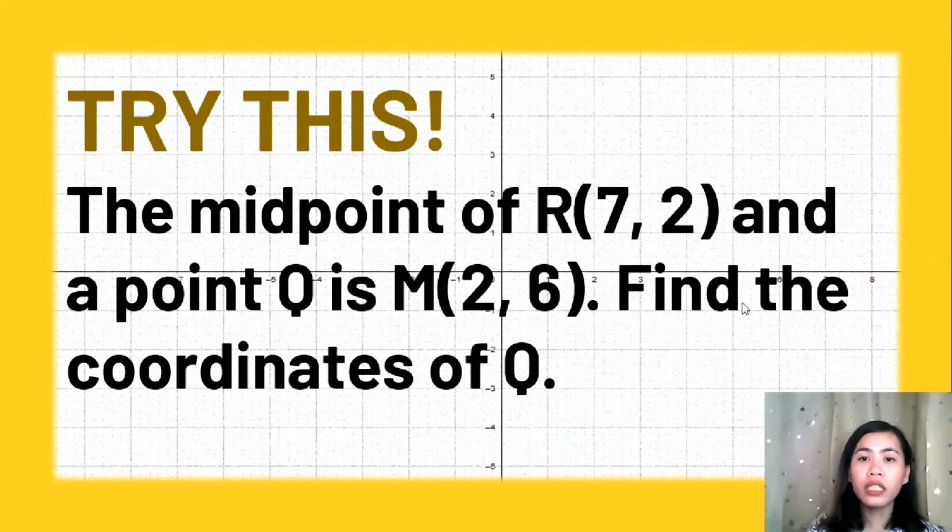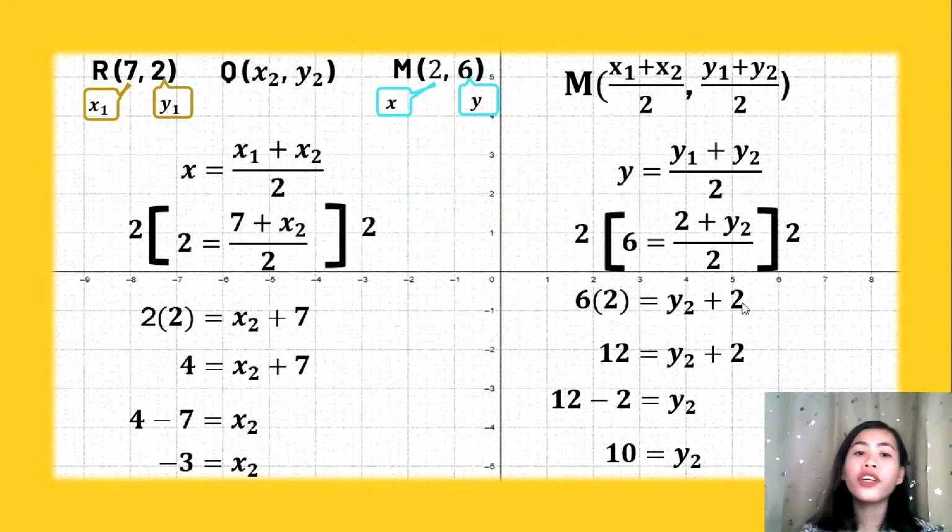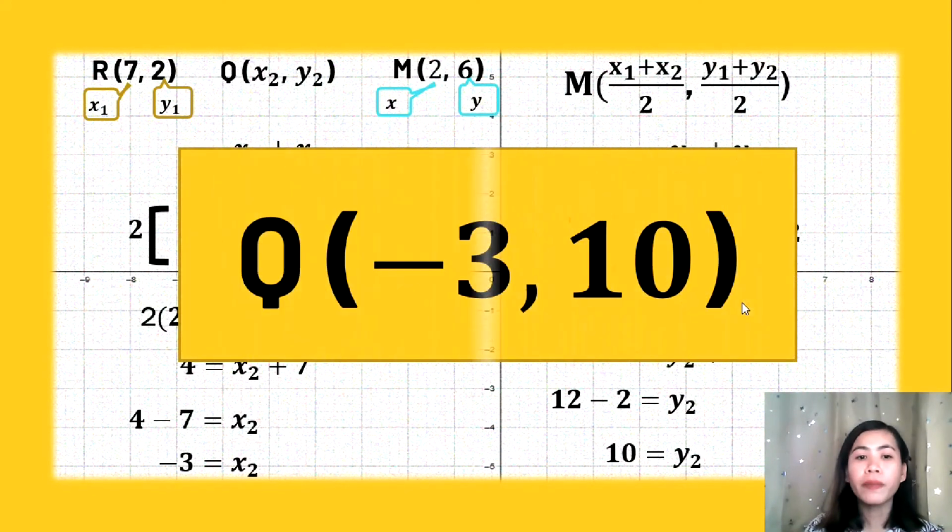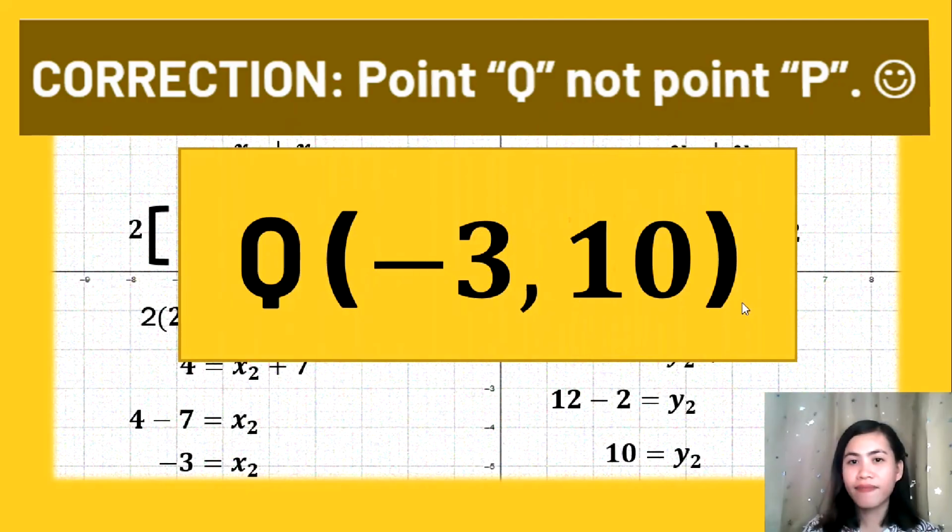This time, you may pause this video and try to answer this problem. Okay, for your answer, the coordinates of point P is negative 3, 10.